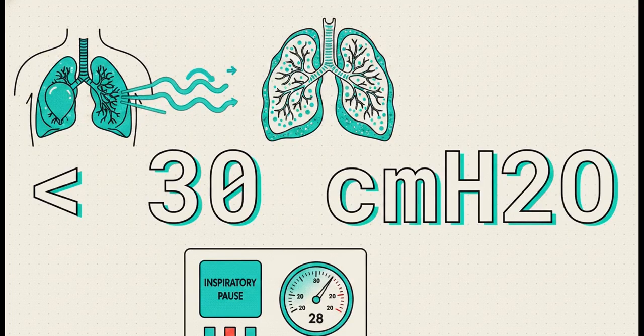Here's another massive fellowship exam threshold you gotta know. Plateau pressure. You need to keep it strictly under 30 centimeters of water. To measure this on a sedated, paralyzed patient, you just hit that inspiratory pause button on the vent. It gives you the static pressure when there's no airflow, which basically tells you exactly how stiff that ARDS lung has become. Just remember, keep it under 30.